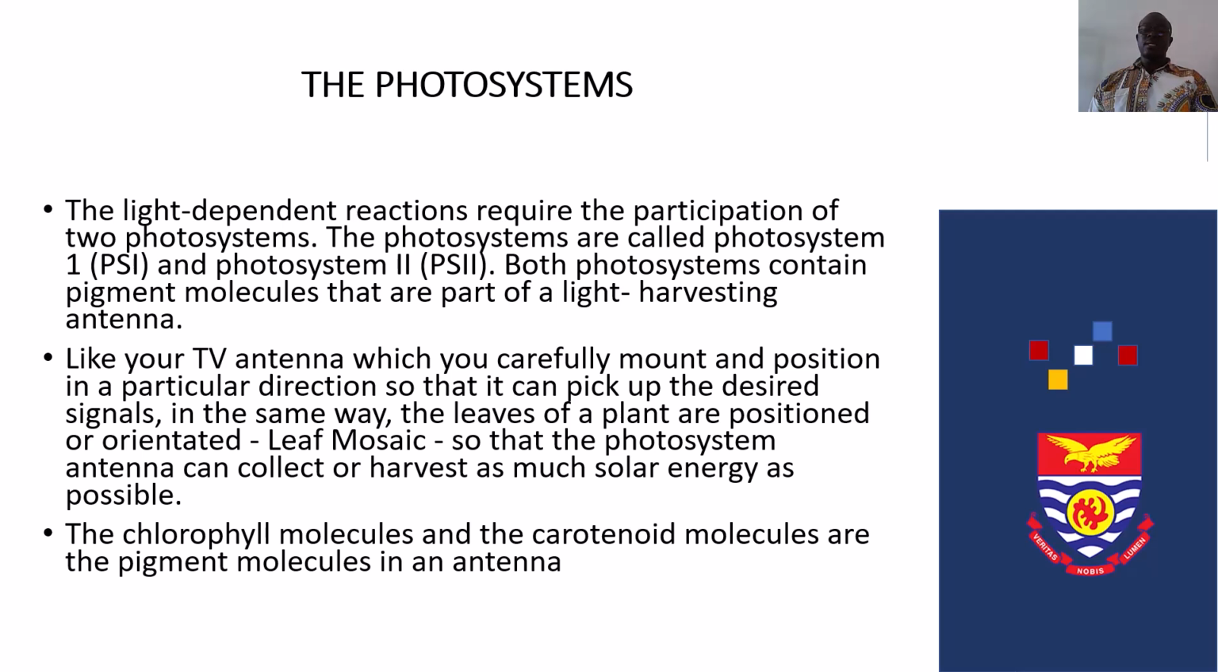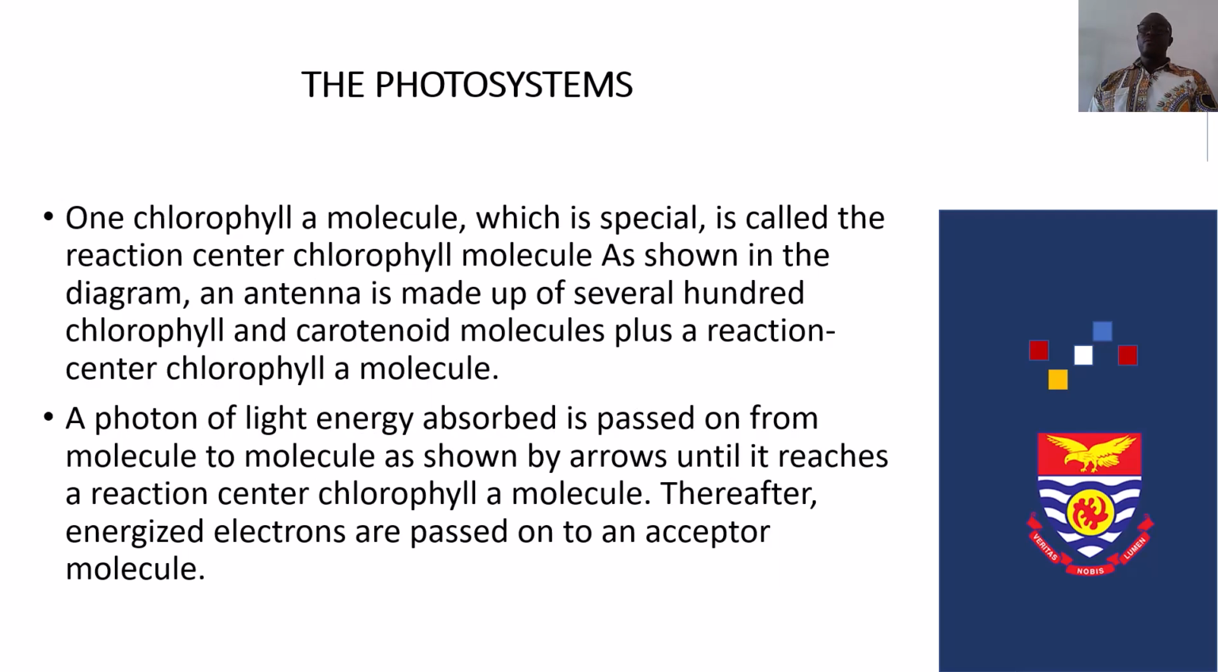The chlorophyll molecules and the carotenoid molecules are the pigment molecules in an antenna. One chlorophyll a molecule, which is special, is called the reaction center chlorophyll molecule. As shown in the diagram, an antenna is made up of several hundred chlorophyll and carotenoid molecules plus a reaction center chlorophyll a molecule. A photon of light energy absorbed is passed on from molecule to molecule, as shown by arrows, until it reaches a reaction center chlorophyll a molecule. Thereafter, energized electrons are passed on to an acceptor molecule.